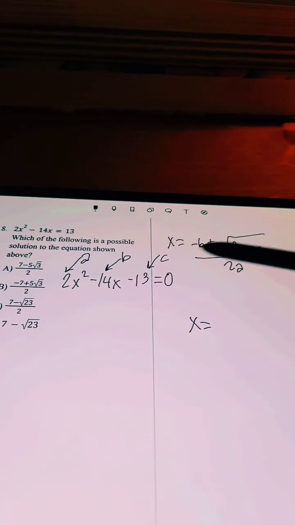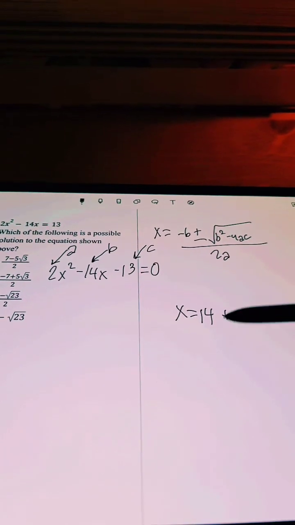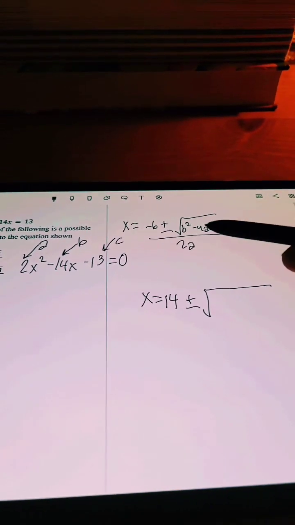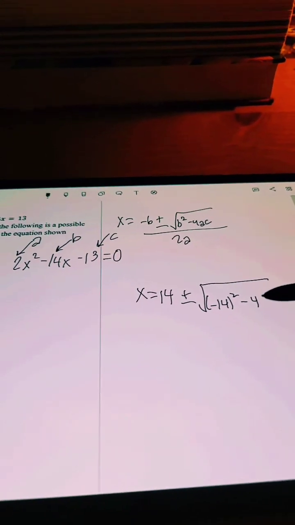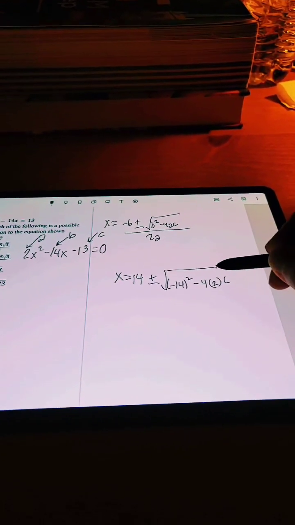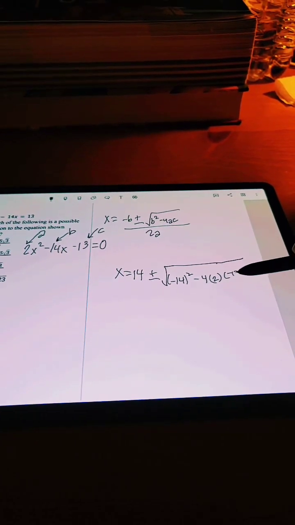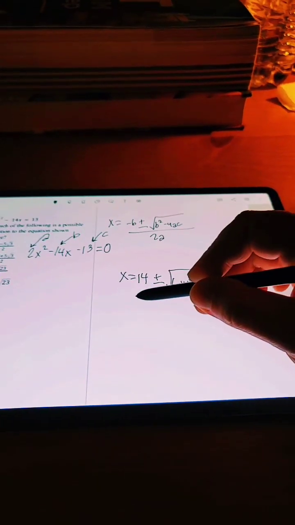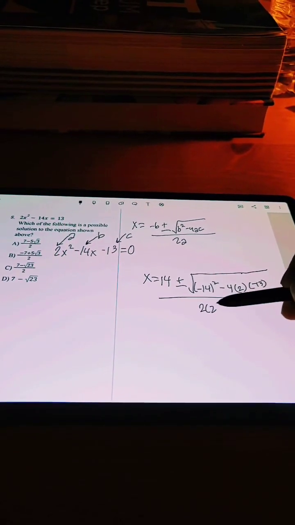So negative of b, so the negative of -14 is just positive 14, plus or minus the square root of -14 squared minus 4 times a, which is 2, and then times c, which is -13. And all of that's going to be over 2 times a, so 2 times 2 for a.